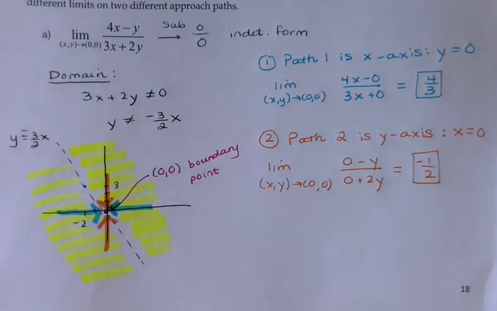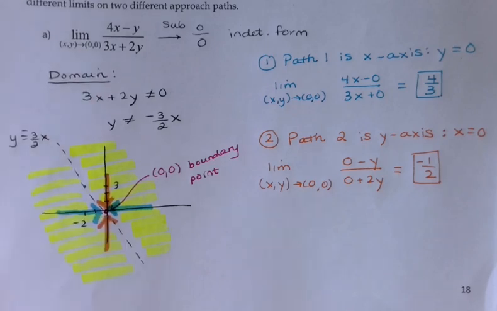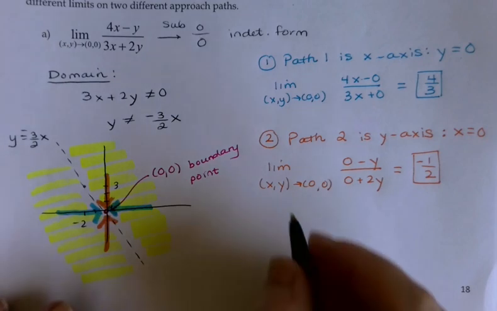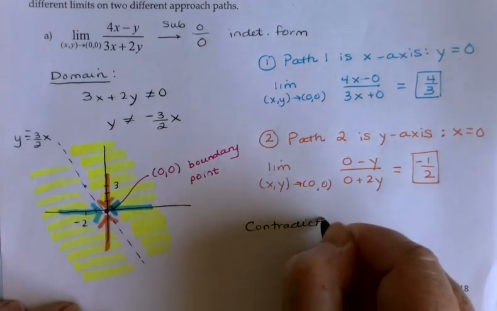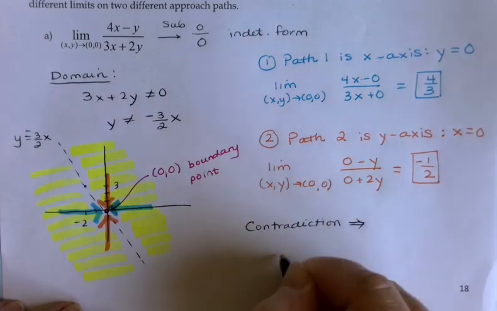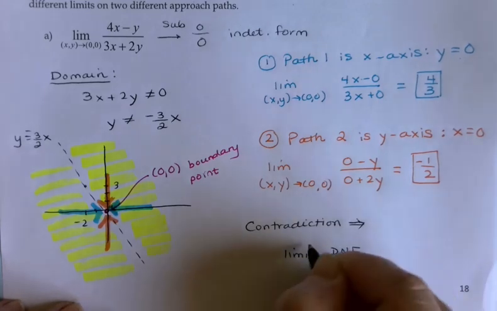And so we've done exactly what we said. We've approached the same point both times. You have to approach the point in question. But as we've approached that point from different directions, we actually got two different limits. This is the three-dimensional version of approaching from the left and the right, like we did in Calc 1. So this is a contradiction, telling me that my original limit fails to exist, does not exist.